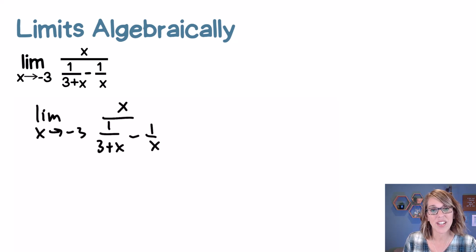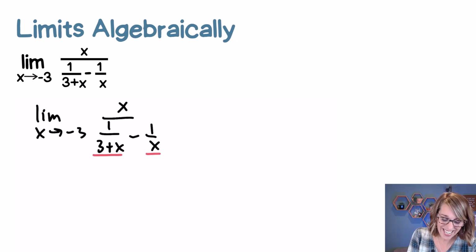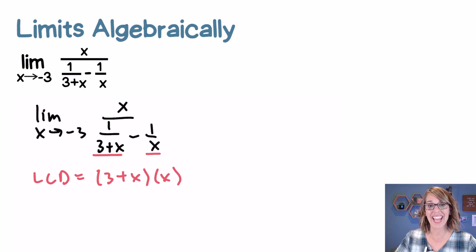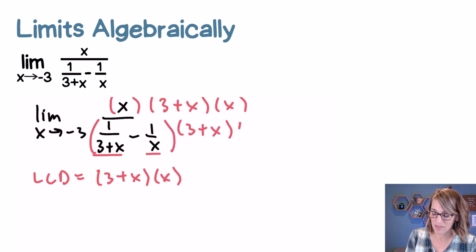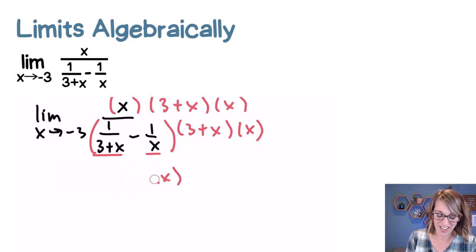Now to clear my denominators, I need a lowest common denominator. My denominators are 3 plus x and x, so my lowest common denominator is going to be their product, 3 plus x times x. I'm going to take everything in the numerator, it's just an x, and multiply it by 3 plus x times x, and then I take everything in the denominator and multiply it times 3 plus x times x. Now I've done this so I can cancel those denominators. As I multiply things through in the denominator, I'm not going to mess with the numerator.